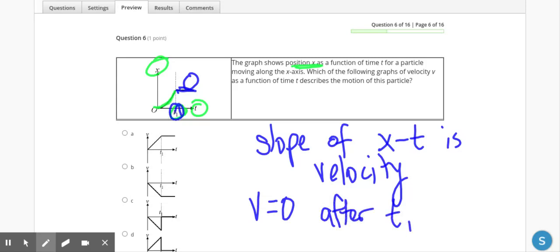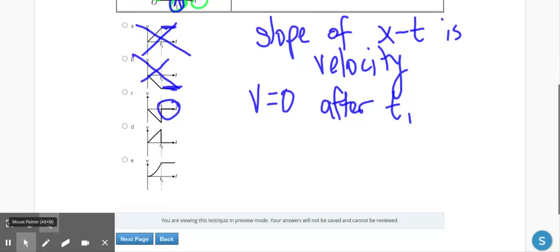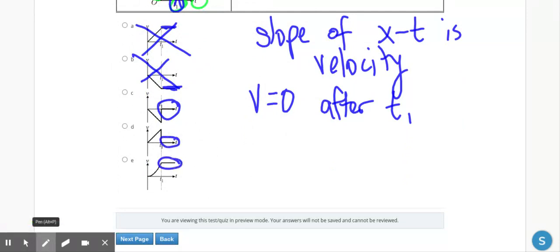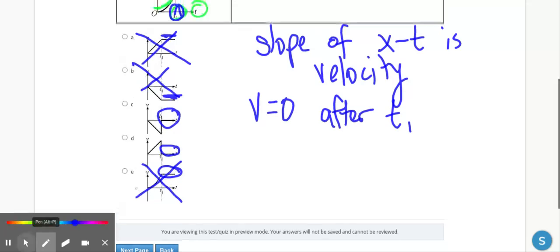Okay, so let's look. This has a velocity greater than 0. Goodbye. This has a velocity less than 0. Goodbye. This has a velocity of 0. We'll keep it. Okay. This has a velocity of 0. Keep it. And this has a velocity greater than 0. Goodbye. All right, so it's either C or D.